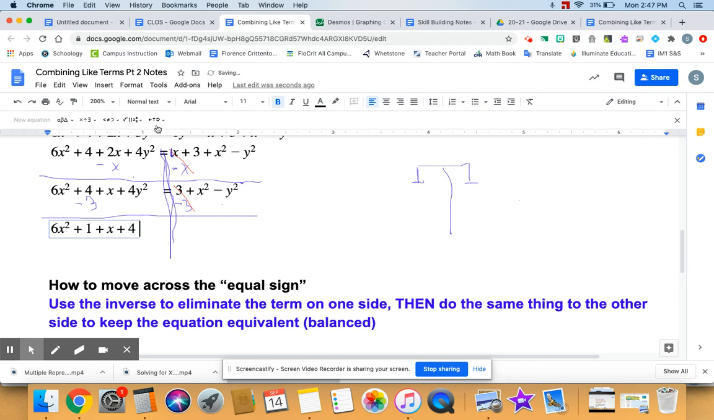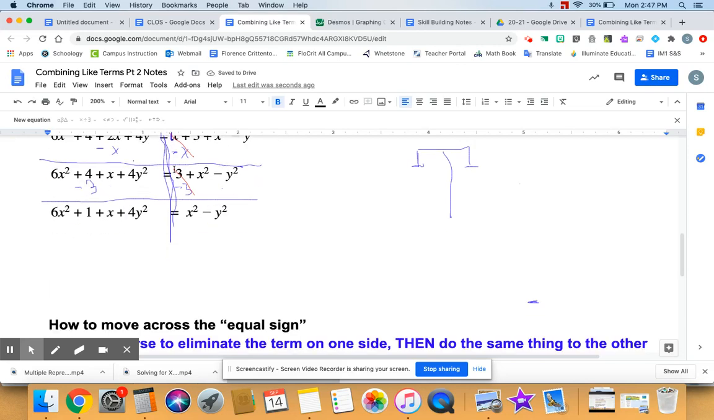Plus 4y just comes down, or 4y squared, I meant. And then we still have equals. The 3 minus 3 canceled. I still have a positive x squared and a negative y squared. And because I did the minus 3 to both sides, it stayed balanced.